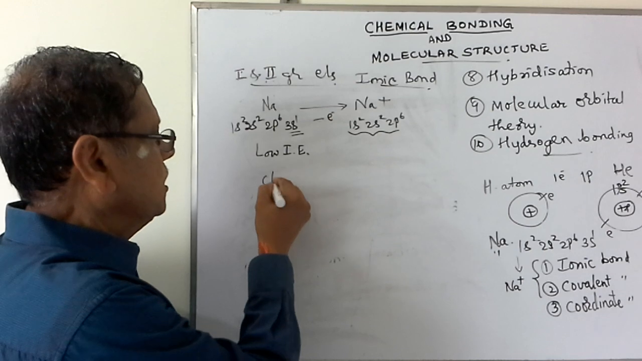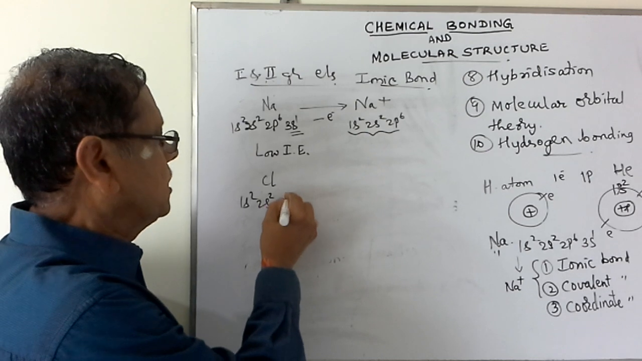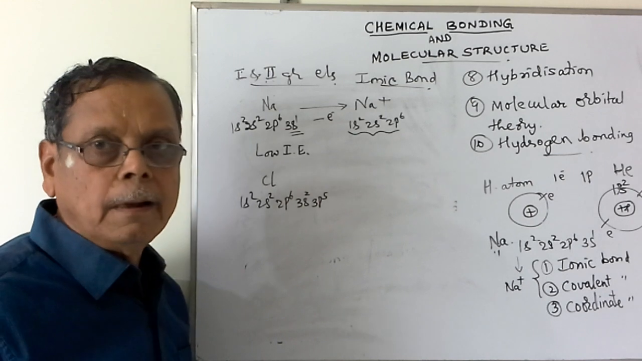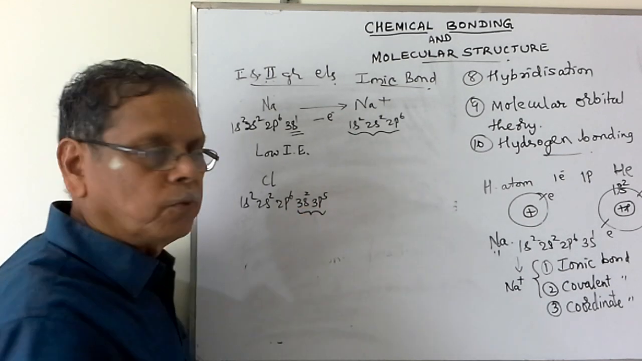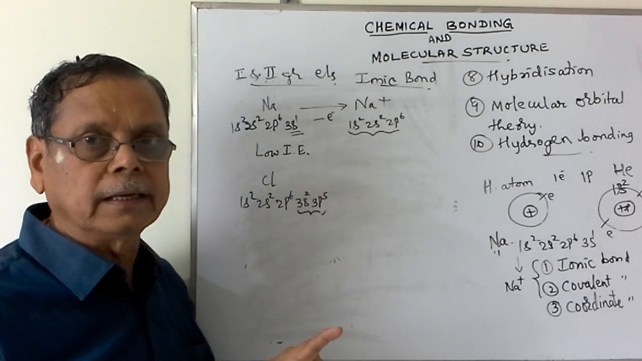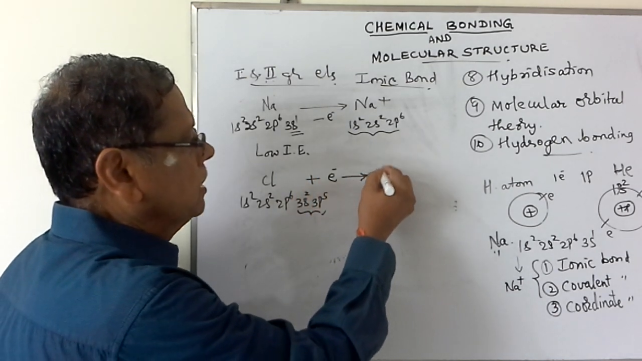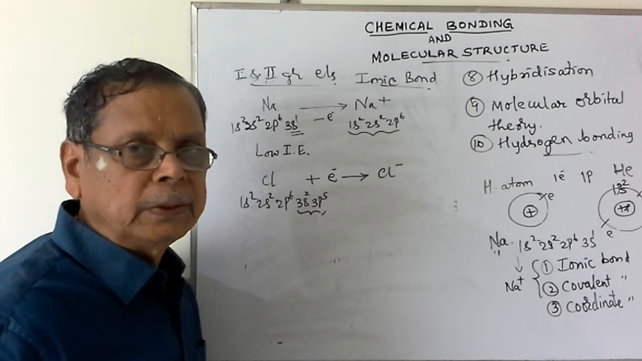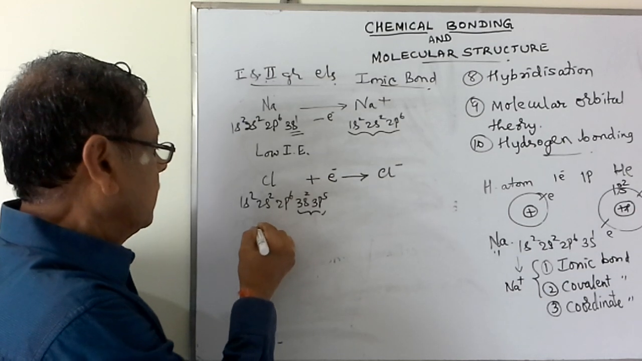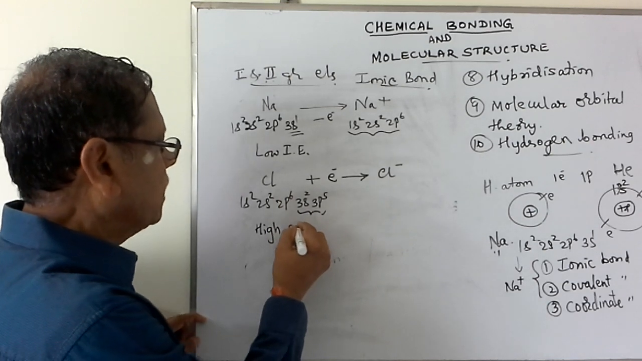For example, consider the chlorine atom. It has 1s2, 2s2, 2p6 and 3s2, 3p5. Now you observe there are 7 electrons in the outermost orbit. Again it requires one more electron for the completion of the octet. That's why this chlorine atom takes up one electron to give rise to the Cl- ion. So to absorb the electron easily, it should possess high electron gain enthalpy.